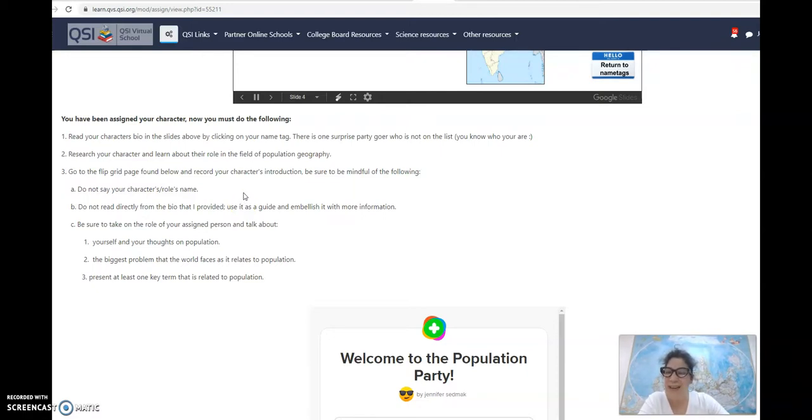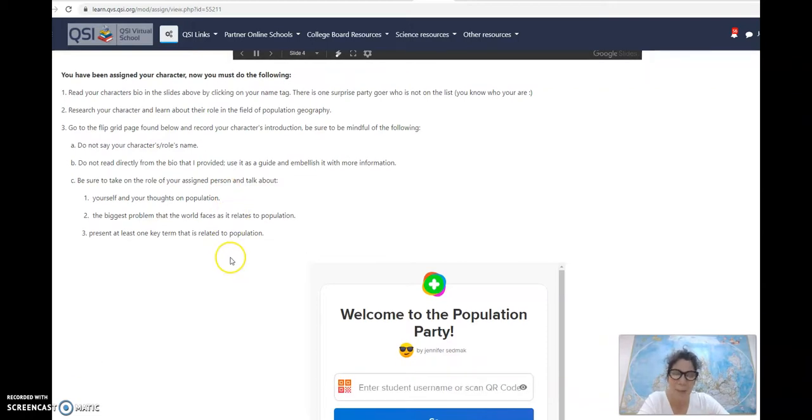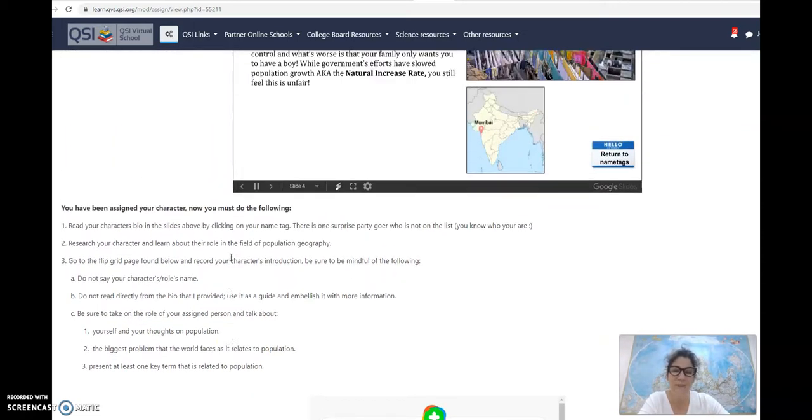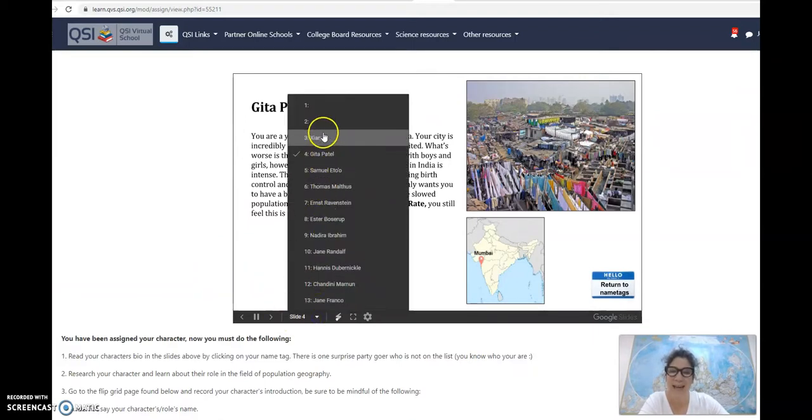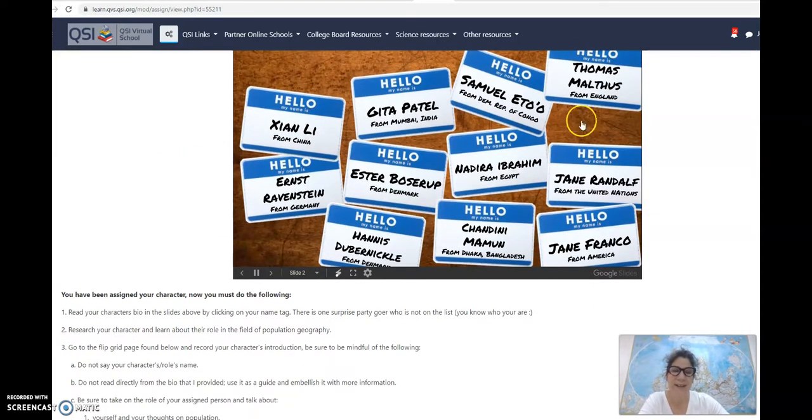And then after that's done, within the next few weeks, all of your classmates are going to come to this population party. And at the population party, you're going to have to figure out who's who. So again, if I take you back to this second slide here, these are all the different people who are attending.